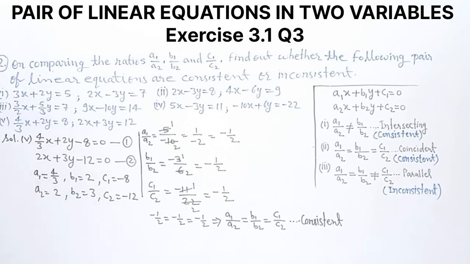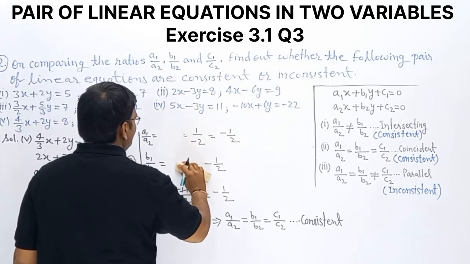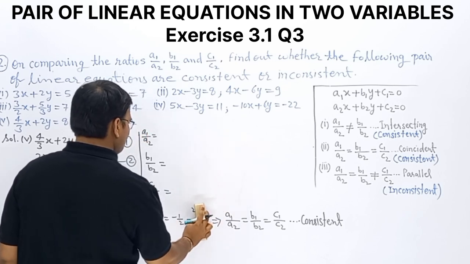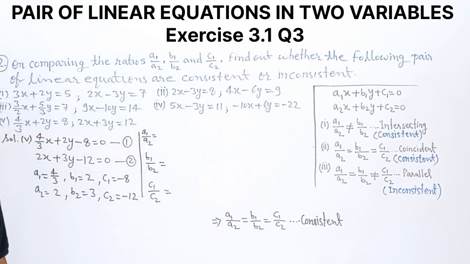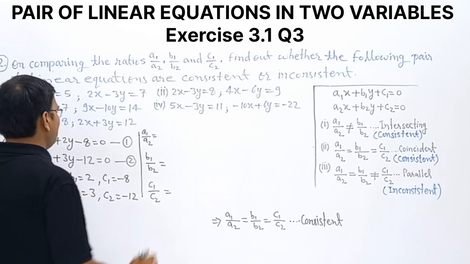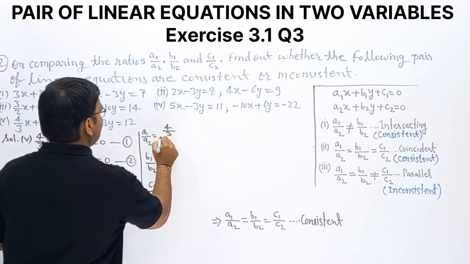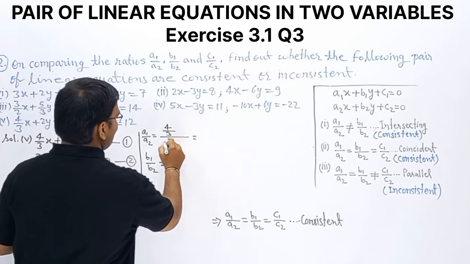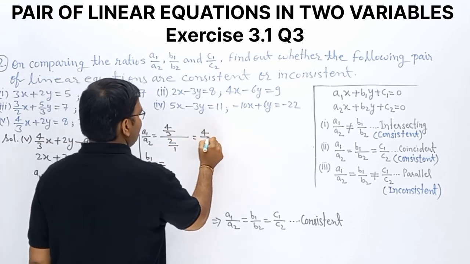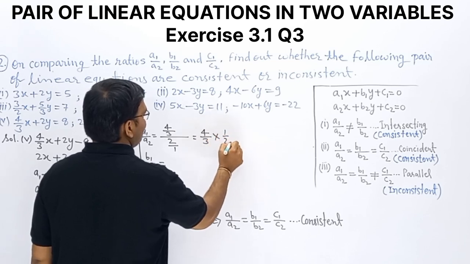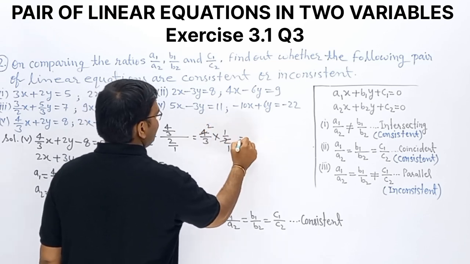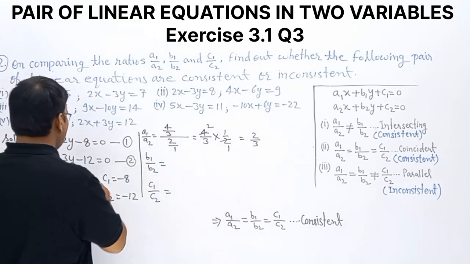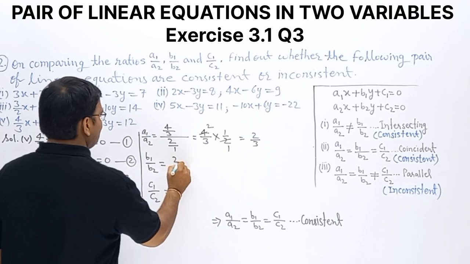Now find the ratios. We follow the same process as in all questions. What will be the ratio A1 upon A2? A1 is 4 upon 3 divided by A2, which is 2. Its denominator will be 1, so take the reciprocal. This can be written as 4 by 3 into 1 by 2. Solve this one time, 2 time. Multiplying, 2 upon 3 will be the ratio. Now B1 upon B2. B1 is 2, B2 is 3. So this is 2 upon 3.